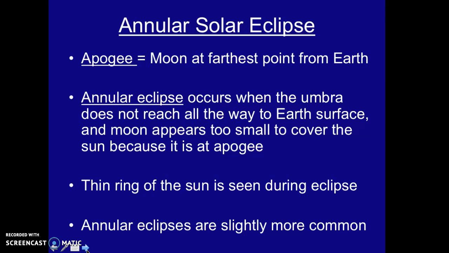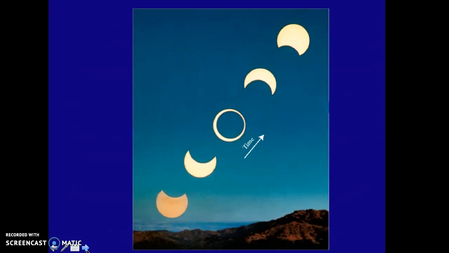But what about when the moon is farthest from the Earth at a point called apogee? That's when we get an annular eclipse. So only part of the sun is covered up and it looks like a thin ring, something like this. This is an annular solar eclipse.